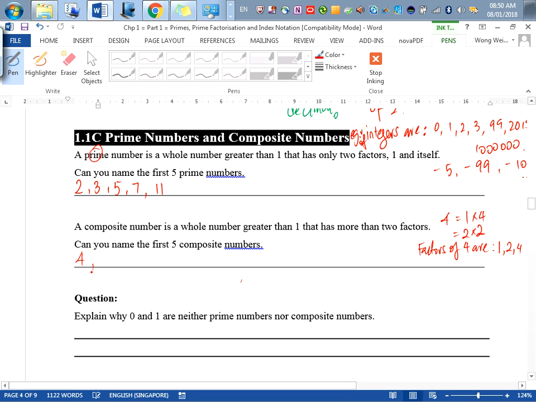What is the next number? 6. Next? Okay. Next? 9. Then 10. All these numbers, they have more than 2 factors. They have 3, maybe 4, and so on and so forth, okay? Any questions so far? Then, do you now know the difference between prime and composite? Hannah?